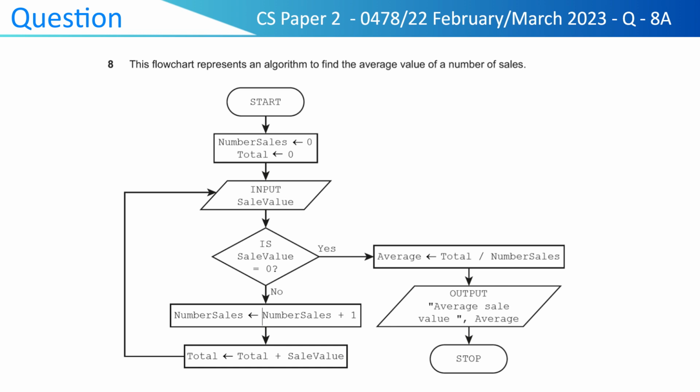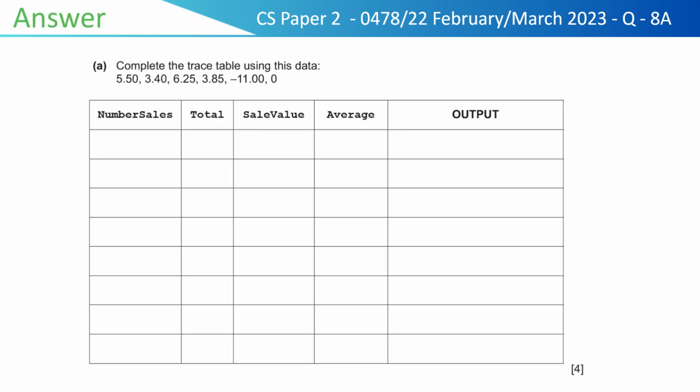Let's dive into this flowchart, which shows an algorithm for calculating the average value of a number of sales. It uses a simple loop to keep adding sale values until a 0 is entered, and then it calculates the average. We are given a set of sales data, 5.50, 3.40, 6.25, 3.85, negative 11.00, and finally a 0. Let's walk through it step by step.